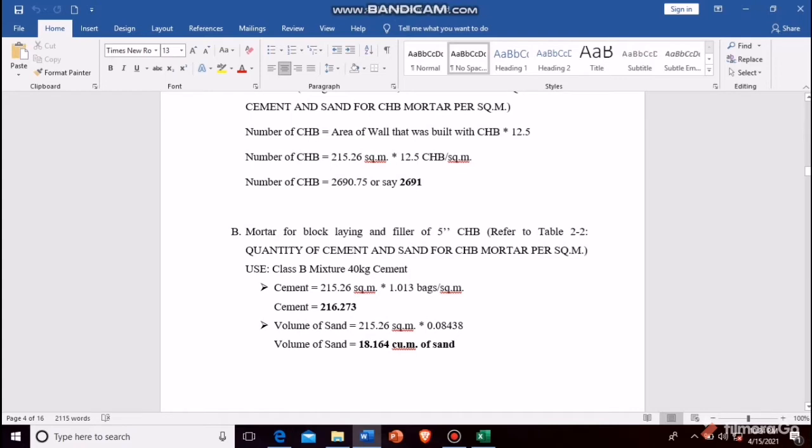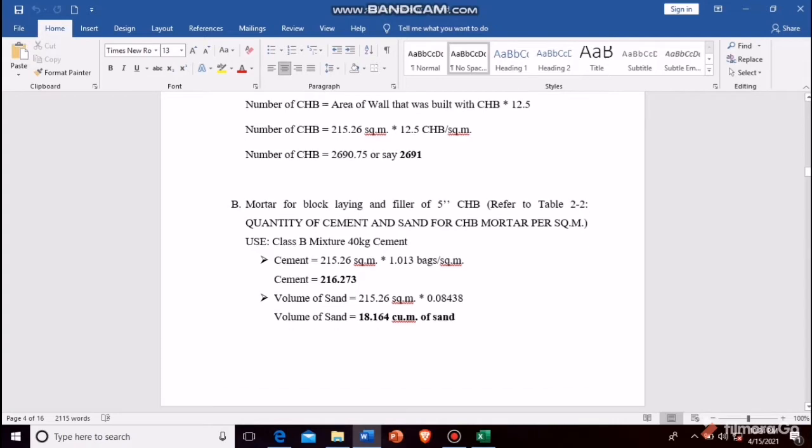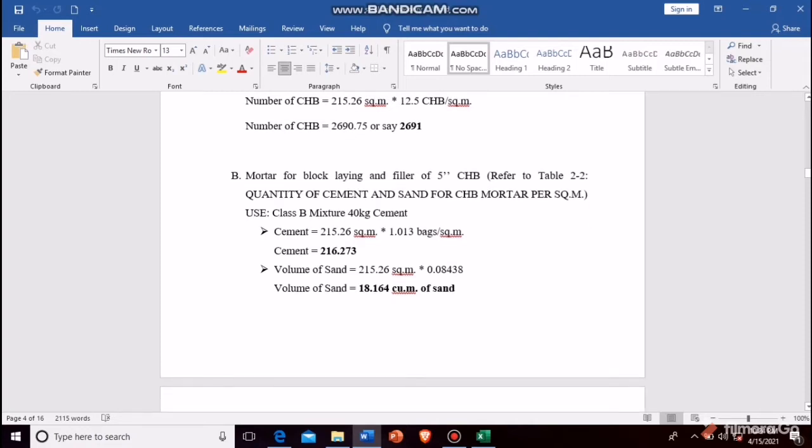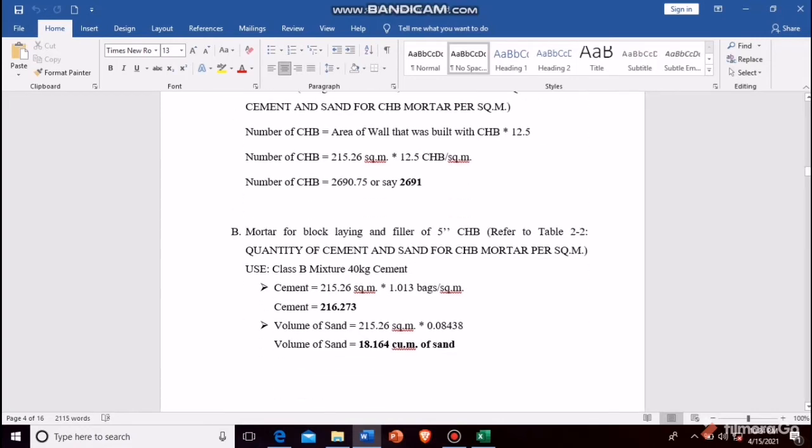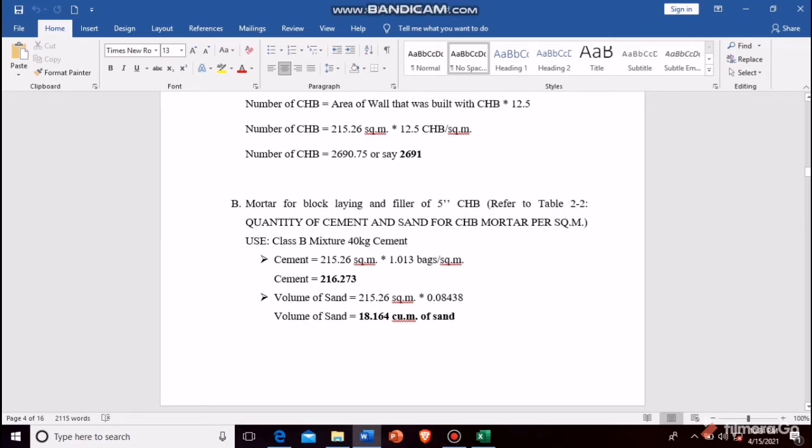Mortar for block laying and filler of concrete hollow block. Refer again to table 2.2, quantity of cement and sand for concrete hollow block mortar per square meter. Use class B mixture, 40 kg cement. Then cement, that is total area of wall with concrete hollow block, 215.26 times constant 1.013 bags. That is, the cement is 216.273. Then for the volume of sand, that is 215.26 square meters times constant 0.08438. Then the volume is 18.164 cubic meters of sand.